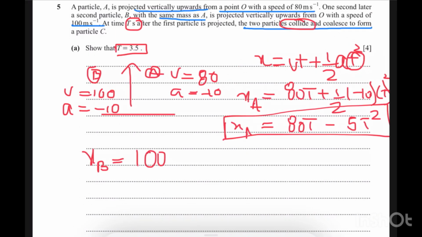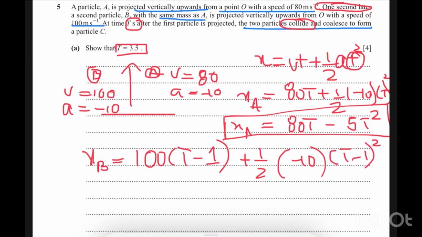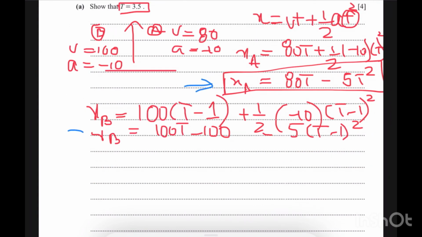For particle B, the initial speed was 100, so this will be 100. B was projected 1 second later than A. That means it will take t minus 1 seconds for it to cover the same distance. So this will be 100 times (t minus 1) plus half, and the acceleration was again minus 10, times (t minus 1) squared. Simplifying, I would write it as 100t minus 100 minus 5 times (t minus 1) squared.